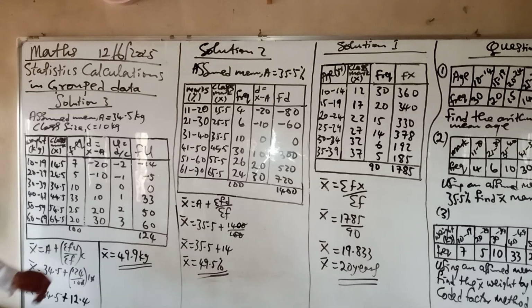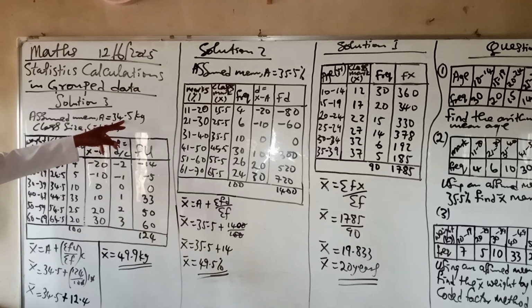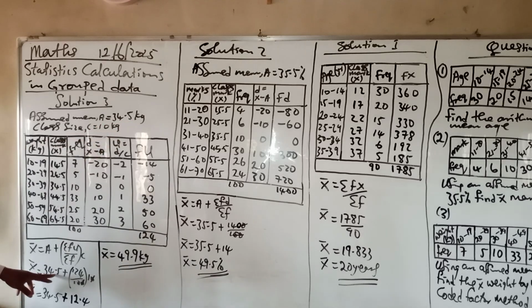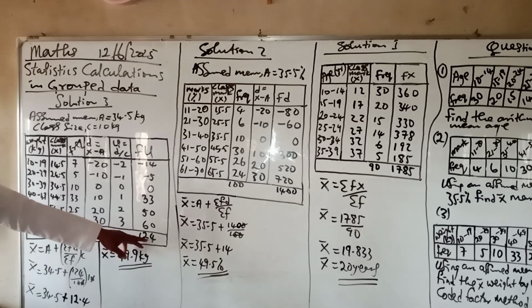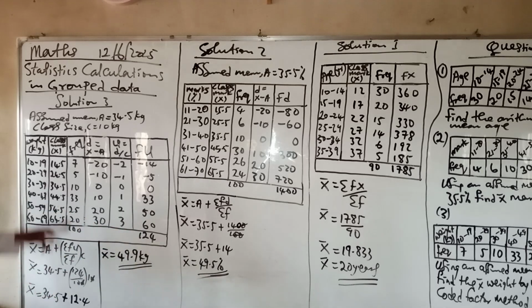Now, the coded factor method formula for calculating the arithmetic mean is x bar equals A plus, in brackets, summation fu over summation f, in brackets, times c. We now replace the values. The value of A, as has been given to us in the question, is 34.5, which we now replace, plus the total of fu is 124, we replace. The total of frequency here is 100, we replace.